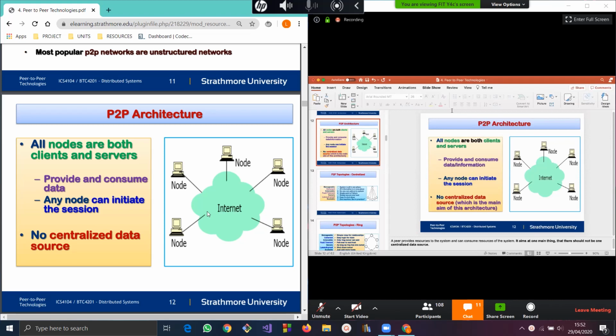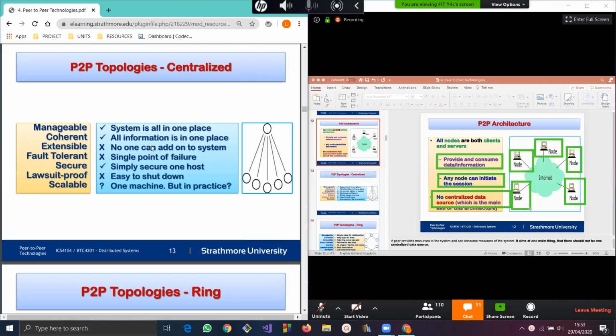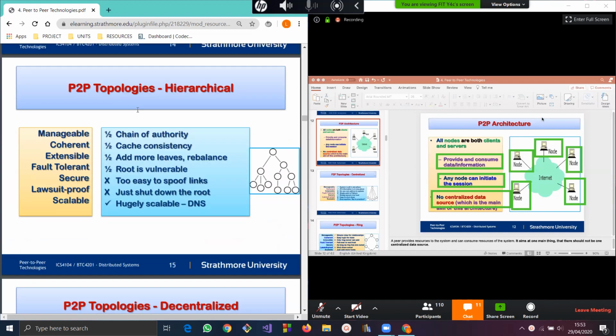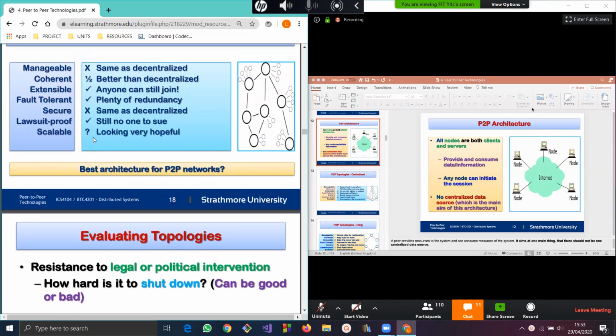So that's why it has been in some cases discouraged. Okay, so now we end up with our P2P architecture, whereby all nodes are both clients and servers. They provide and consume information, and they can initiate, and there's no centralized source. You can see now they're all just called nodes, spreading or even sharing resources. So if you look at it from the point of cumulative power, these can help you a lot in terms of performing certain tasks.